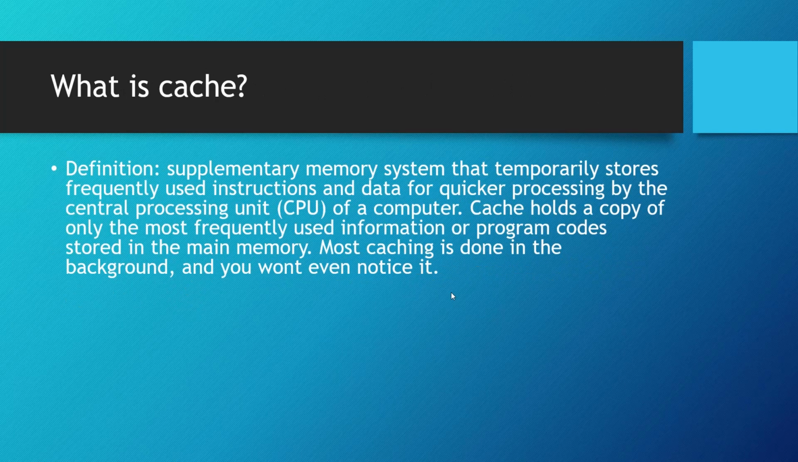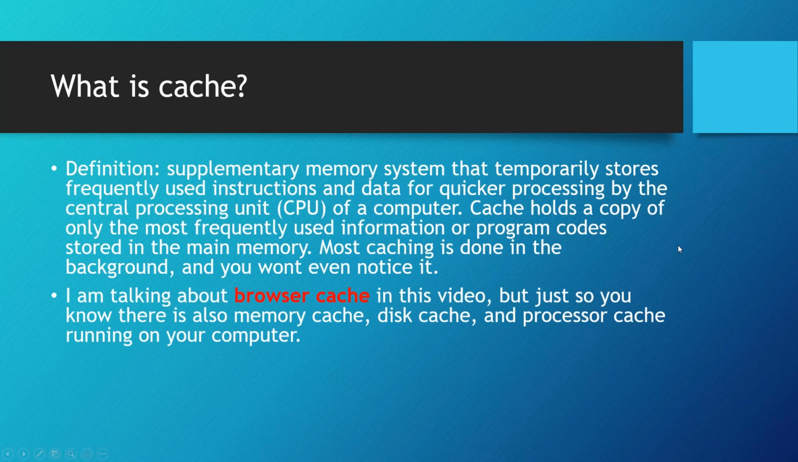So what is cache? Okay, so this is an actual definition that I found online. Supplementary memory system that temporarily stores frequently used instructions and data for quicker processing by the central processing unit, also known as a CPU, of a computer. Cache holds a copy of only the most frequently used information or program codes stored in main memory. Most caching is done in the background and you won't even notice it.